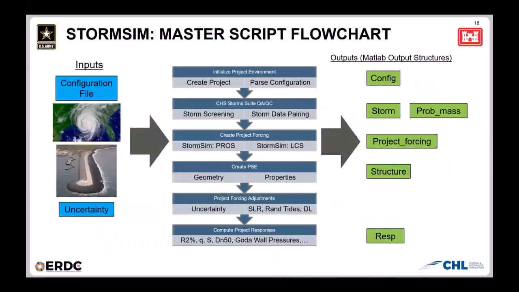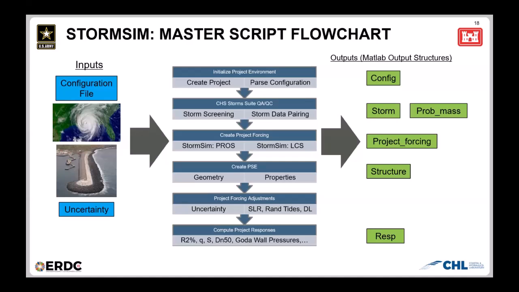Let's go to the next one. This right here is a flowchart of the centralized script for StormSim. So everything that I've said so far is purely executed from a single .m file where the user specifies the configuration file that they want to use, and you hit run. And you can see on the left-hand side, we have those 4 key components that I described earlier on: the configuration file, the forcing or storm information, the actual protection system that I want to evaluate, and the uncertainty components that are tied to the data.